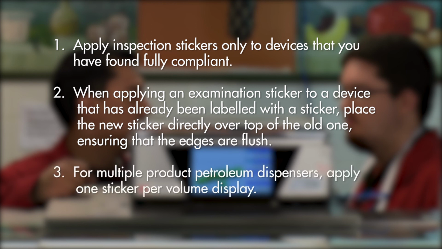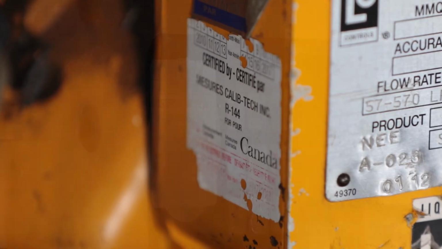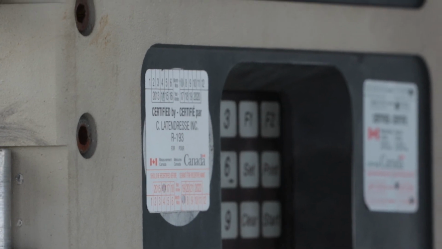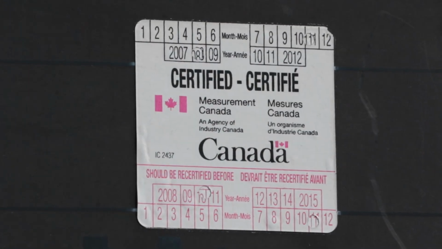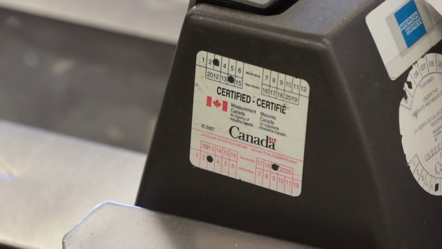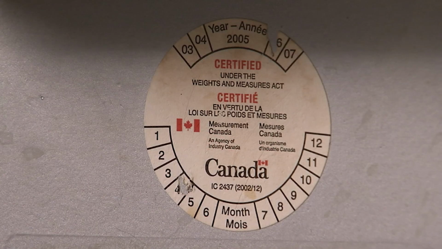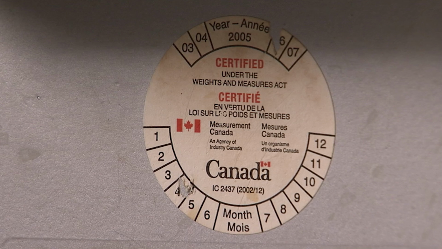3. For multiple product retail petroleum dispensers, or MPDs, one examination sticker per volume display, one sticker per side, is to be affixed to the cabinet, visible under normal conditions of use, only when all meters in the cabinet have been confirmed as compliant. You will continue to see the previous inspection stickers for a while, even past the date for re-inspection. This doesn't necessarily mean there's an issue with the device. It's because not all devices are due for mandatory inspections right away.